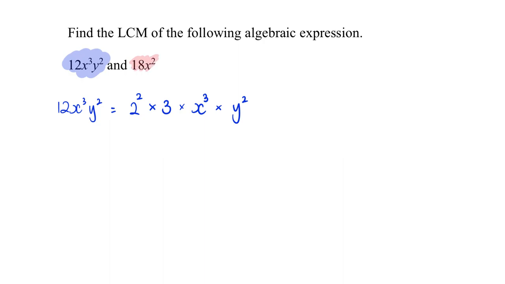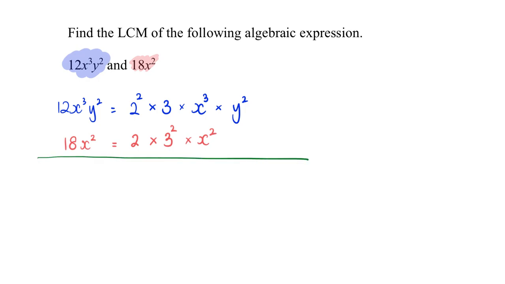So for my 18 x squared, 18 would then be 2 multiplied by 3 power 2, and also we do still have the x power 2, and then we can start to find our lowest common multiple, where we try to find the factors that have the highest power. For 3 compared with 3 power 2, it will be 3 power 2, x power 2 compared with x power 3, y power 2 with nothing.